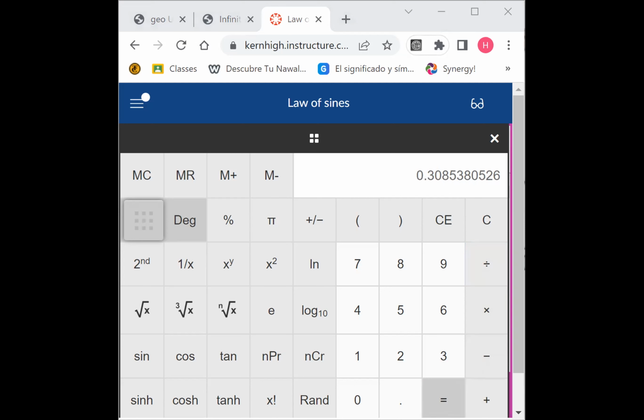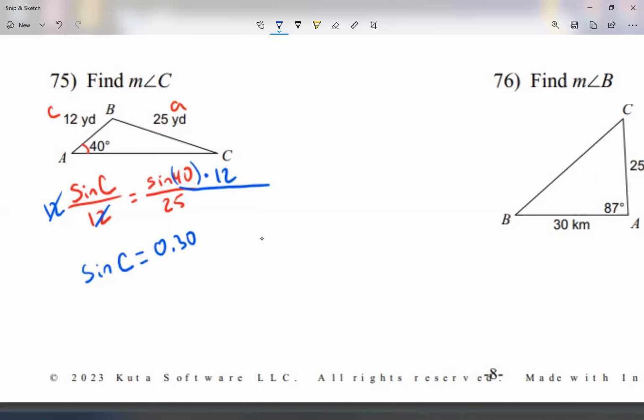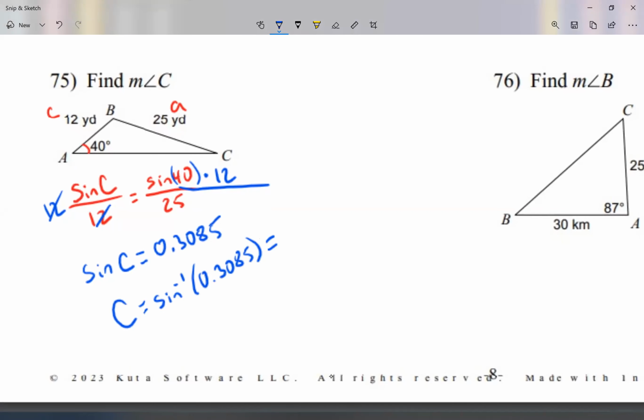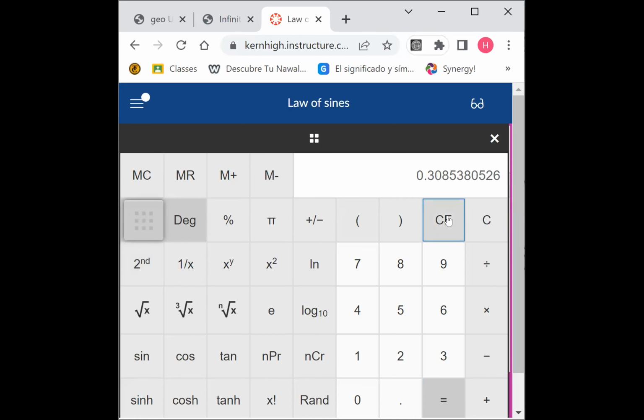So it's 0.3085. So I'm going to say that C is sine inverse of 0.3085. I'm just going to type that in. So let me go back to my calculator. Let me clear this out. I'm going to go sine inverse of 0.3085.